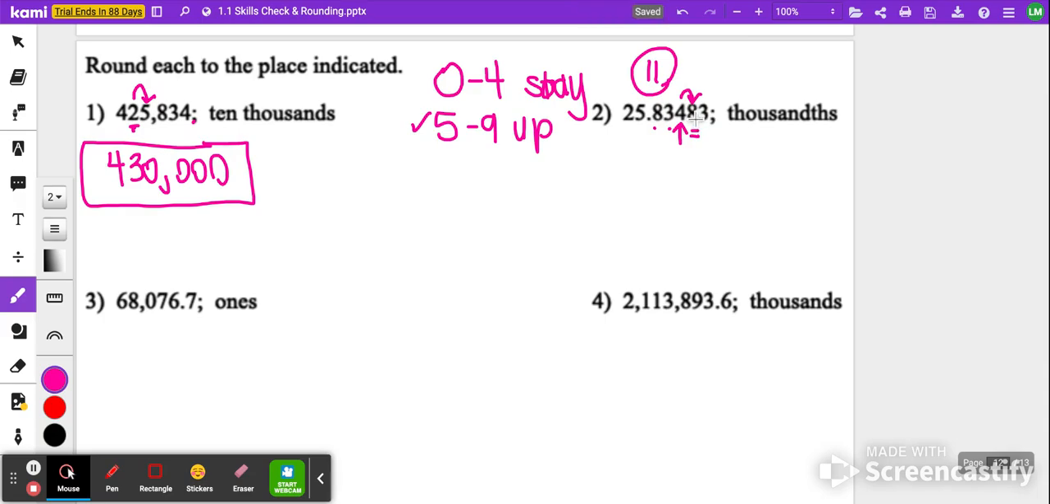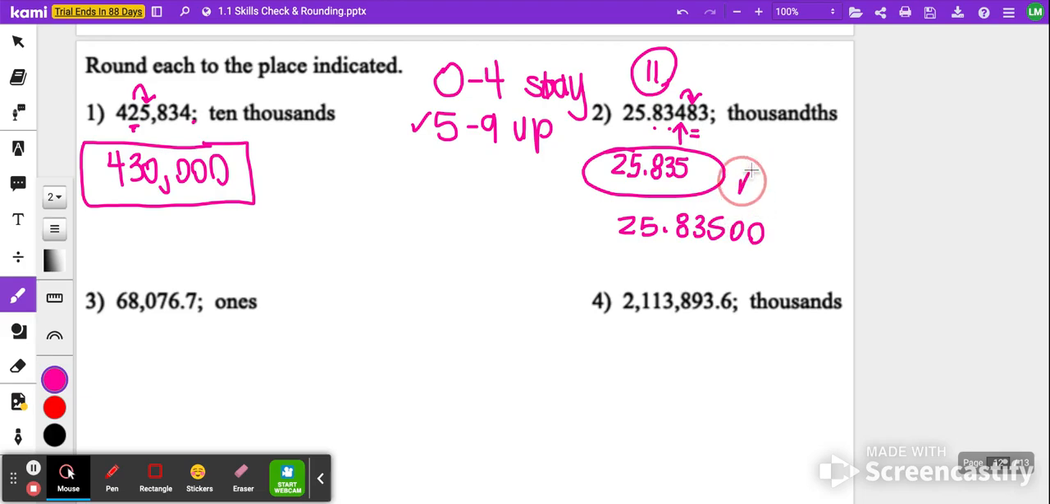Since that number is 8, 5 through 9 says to round up, so that 4 becomes a 5, and then everything else stays the same. So 25.835. And then drop off everything at the end. Technically, you could have written this 25.835 with zeros at the end, but this is your ideal way to write it.